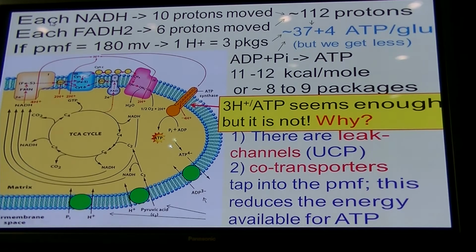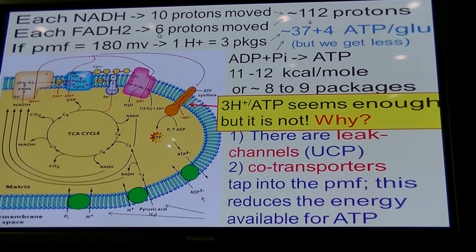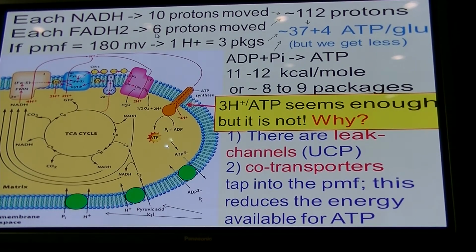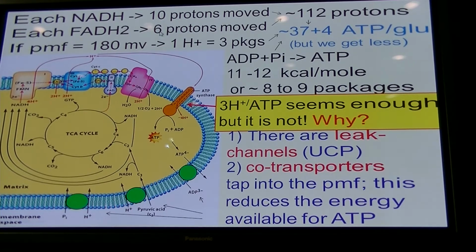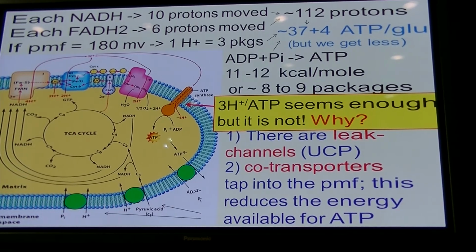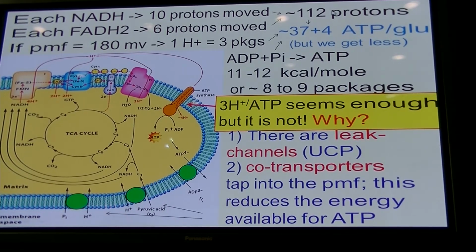So there are 10 NADH in total for each glucose, so that's 100 protons, 10 times 10. Then there are 2 FADH2 which are also used, and let's say that it's 6 or 7 protons. I'm saying 6 here, it could be 7. So if we add that up, 100 and 2 times 6 is 112. Hey, it could be 114, who cares? We have roughly 112 protons per glucose.